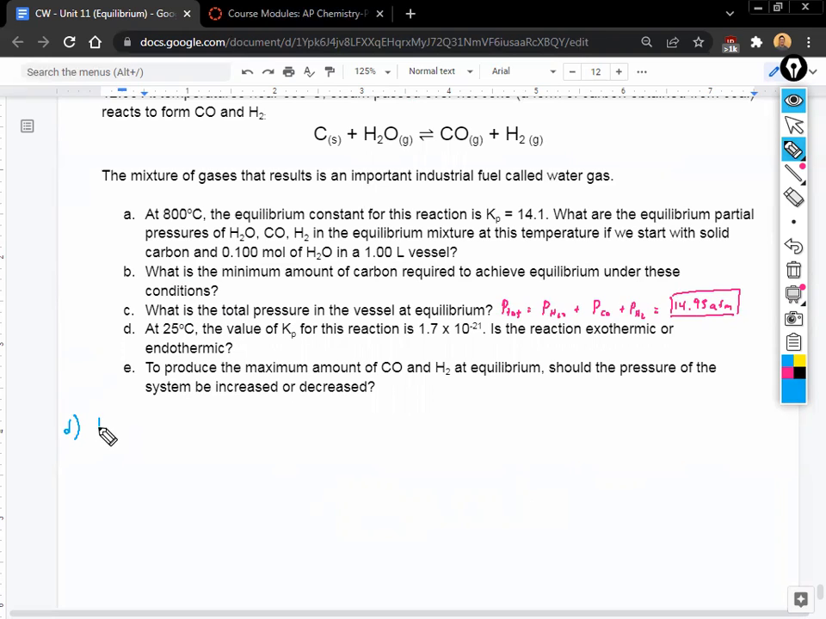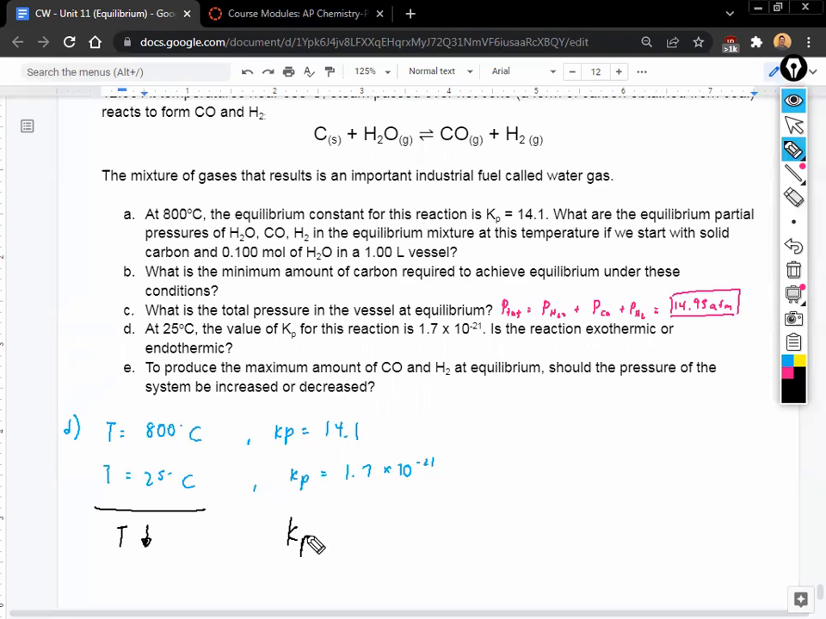So the new K, at 25 degrees Celsius, the KP is going to be 1.7 times 10 to the negative 21. So let's compare the numbers that we have. When the temperature is 800 degrees Celsius, the KP is equal to 14.1. But here, when the temperature is 25 degrees Celsius, the Kp is equal to 1.7 times 10 to the negative 21. Is the reaction exo or endothermic? Let's take a look at these changes. Here, did temperature increase or decrease? Decrease, right, going from 800 to 25.